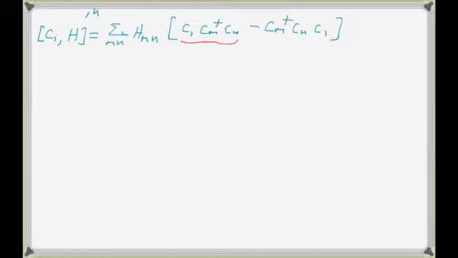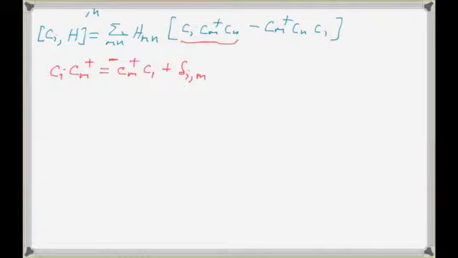anticommutation relationships. So Ci Cm† is equal to negative Cm† Ci plus delta i,m. I mean, that's my anti-commutation relationship: Ci Cm† plus Cm† Ci is delta i m, right?